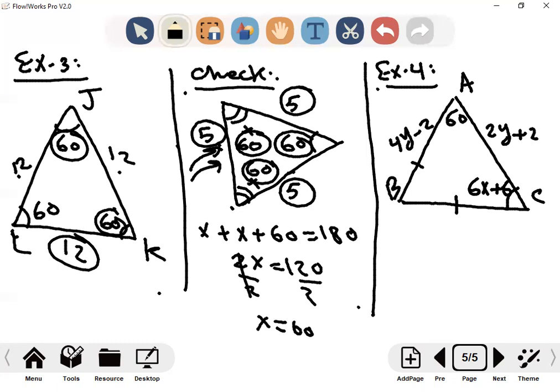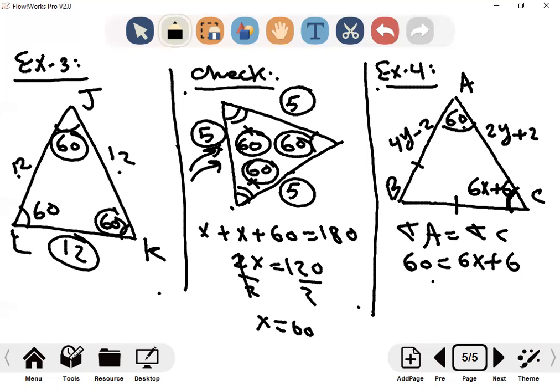Means I have a base and the base angles are equal. Where is the base here? AC. This side is the base, the side which is different from the other two equal sides, right? So if AC is the base, then the two angles A and C should be equal, as we said about the isosceles triangle. Angle A is equal to angle C. Means 6x plus 6 equals 60 equals 6x plus 6.